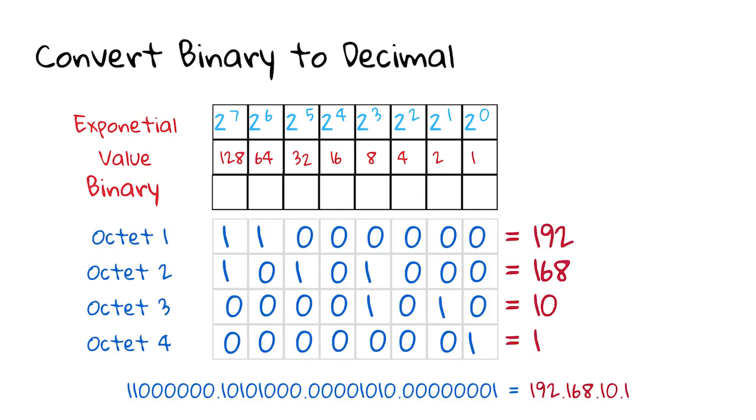I've already written the binary of each octet and have placed them in the table. Octet number 1, we're adding 128 plus 64, which is equal to 192. Octet 2 is 128 plus 32 plus 8, which gives us 168. Octet 3 is 8 plus 2, which is equal to 10.